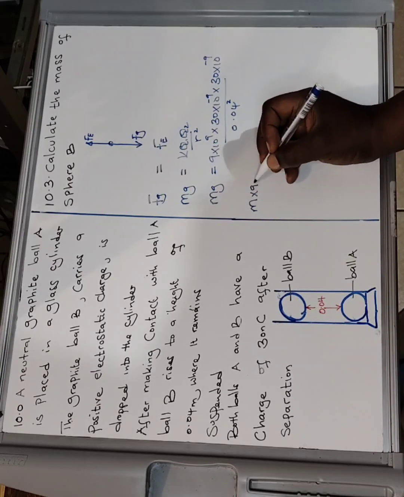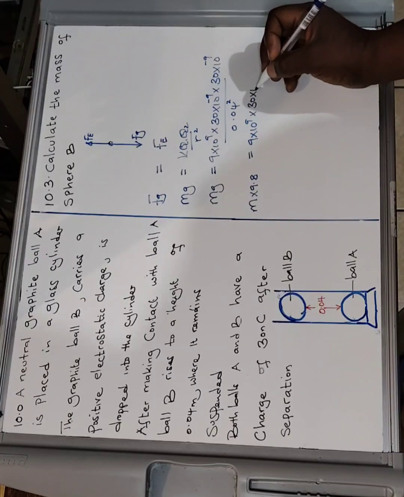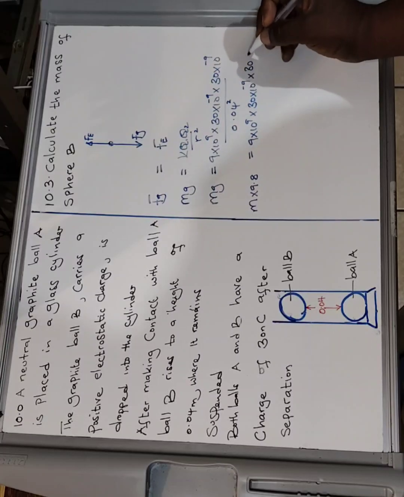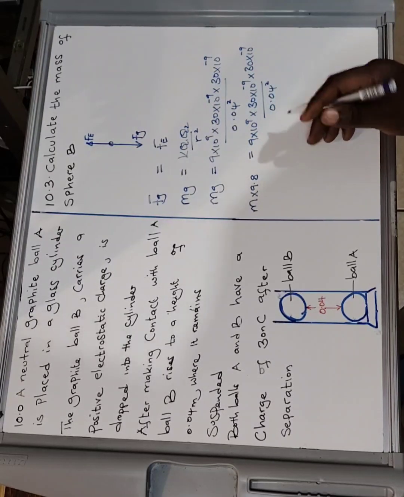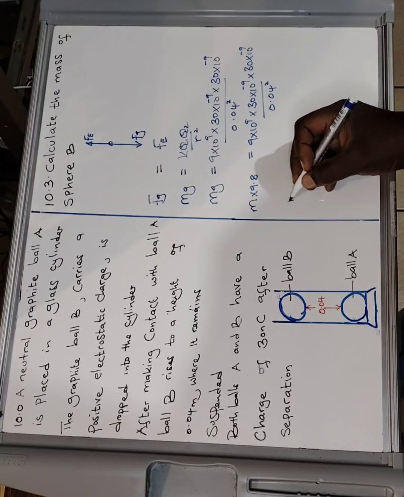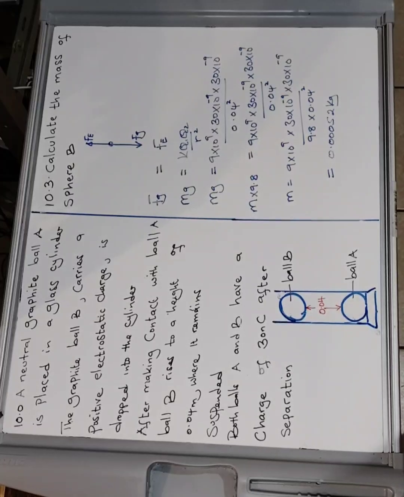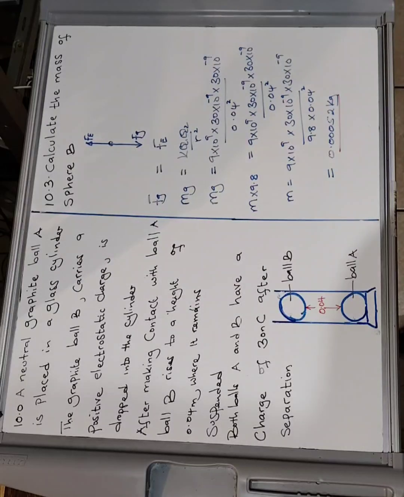If you substitute for g, mass is the only entity to calculate. So you're going to say m times 9.8 equals 9 times 10 power 9 times 30 times 10 power minus 9 times 30 times 10 power minus 9, all of it over 0.04 squared. M is our only unknown, so let us rearrange and find it. After rearrangement and pressing the calculator, we get this mass. So this is the mass of B. It is 0.00052 kilograms. Okay, so let us look at the next question.